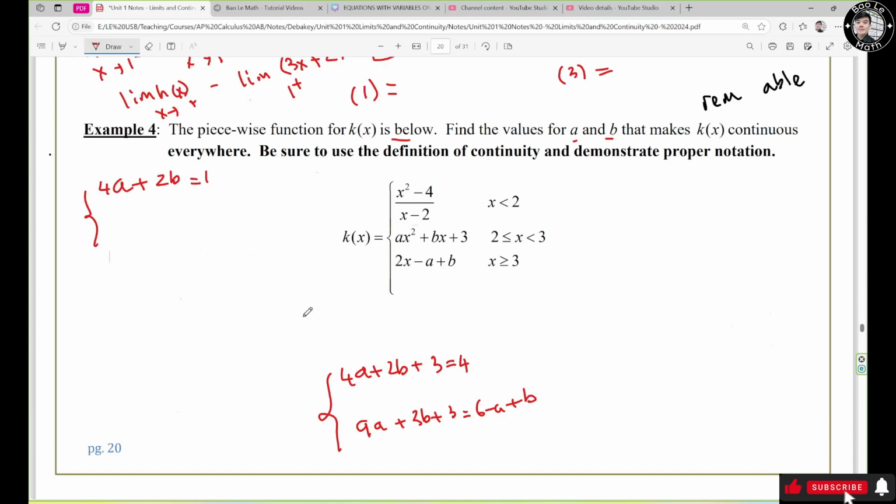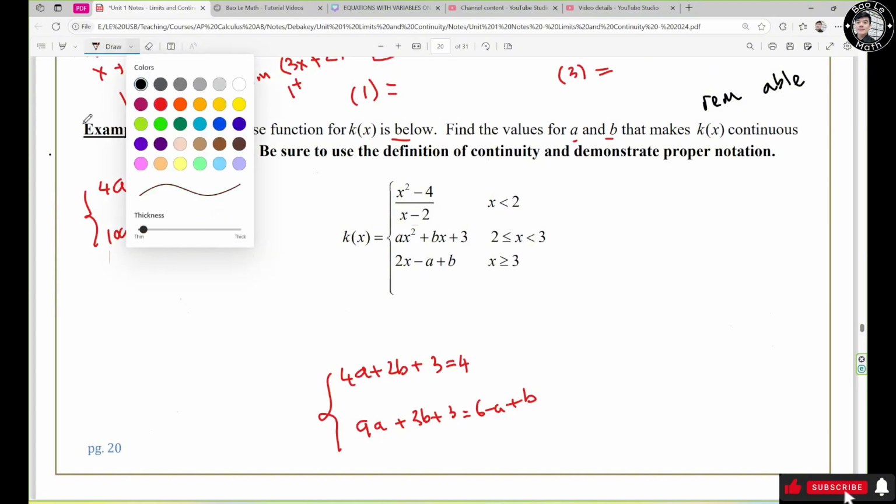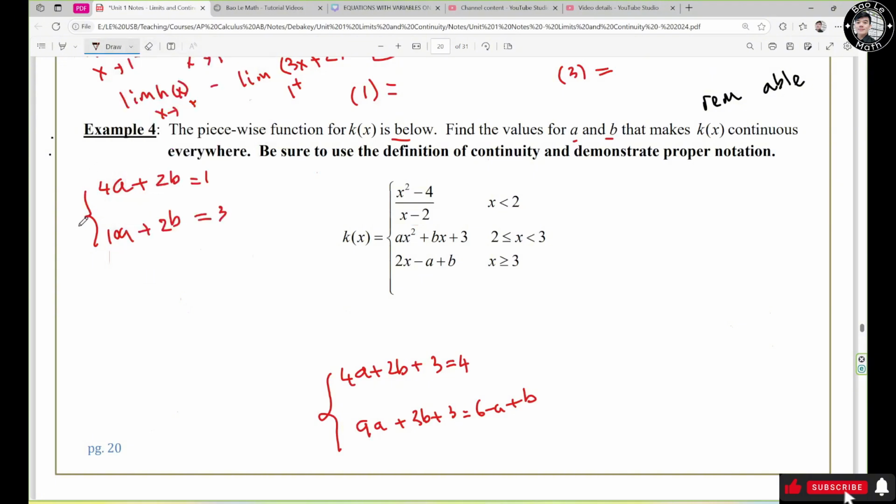Now second equation, I'm going to add a to both sides, so it turns out to be 10a, right? And subtract b from both sides, so it turns out to be plus 2b, right? And I'm going to subtract 3 from both sides, it's going to be 3, right? Now to solve this one, I need to do subtraction, right? So 4a subtract 10a is going to be negative 6a. 2b subtract 2b is 0, right? Equals 1 subtract 3, negative 2. Divide both sides by negative 6, so a equals 1/3, right?